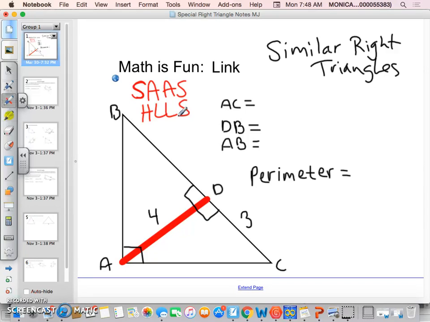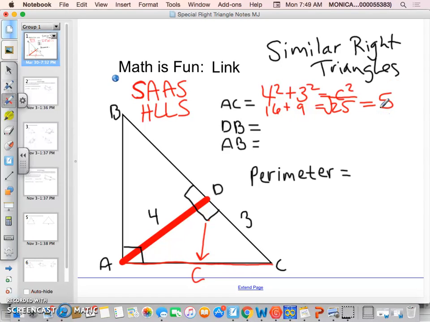So I see AC is over here. Well, one thing I could do to find the length of AC is, if I see this is a right triangle and I come across from the right angle, I see that this is side C, or the hypotenuse of this smaller right triangle here. So I could just apply the Pythagorean theorem. 4 squared plus 3 squared equals C squared. And this is 16 plus 9, which equals 25. And then if I take the square root, I get 5. So now I can say that this side here is 5.